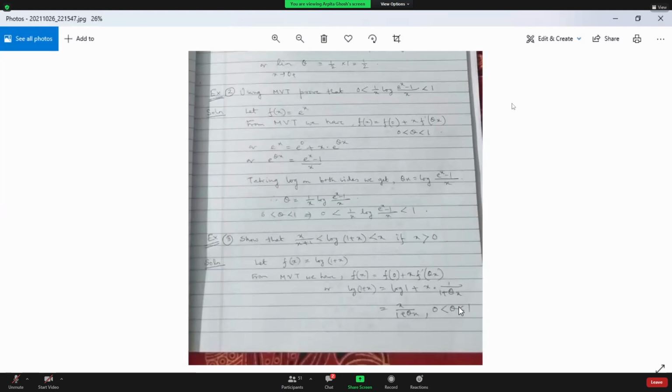Since x is positive, sign won't change. Our left hand side is 1, will be having x. This one will be 1 by 1 plus theta x, x into, so x by 1 plus theta x. Right hand side was 1 by 1 plus x, that will be x by x plus 1. So we get x greater than log of 1 plus x greater than x by x plus 1 for all positive values of x. Is it clear?